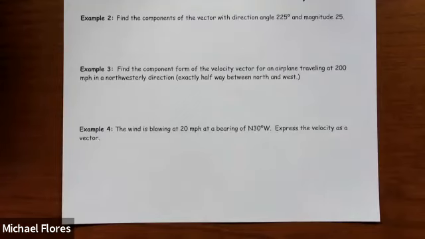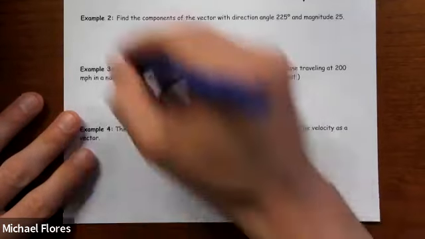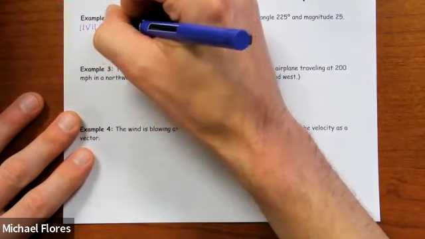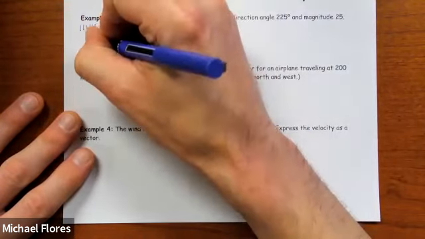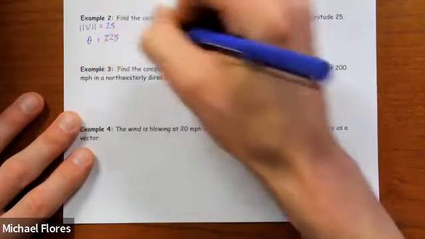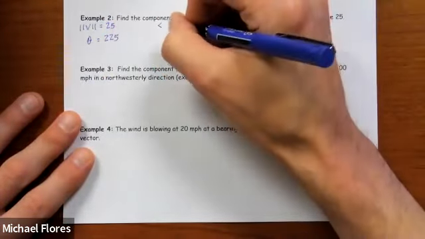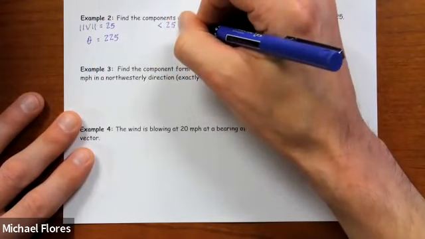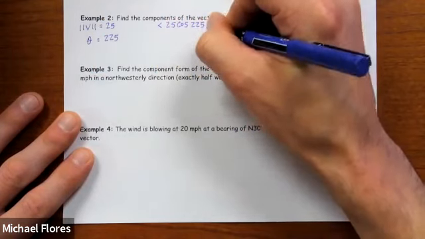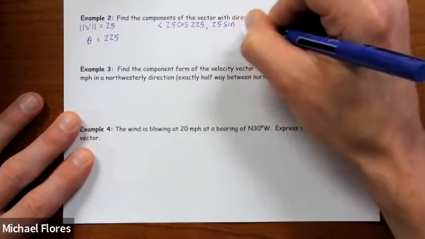Example 2, find the components of the vector with a direction angle 225 degrees in magnitude of 25. Magnitude 25, angle theta 225 degrees. Now we start plugging into our component form and we can solve this problem. Start with magnitude, cosine, angle. And now magnitude, sine, angle.